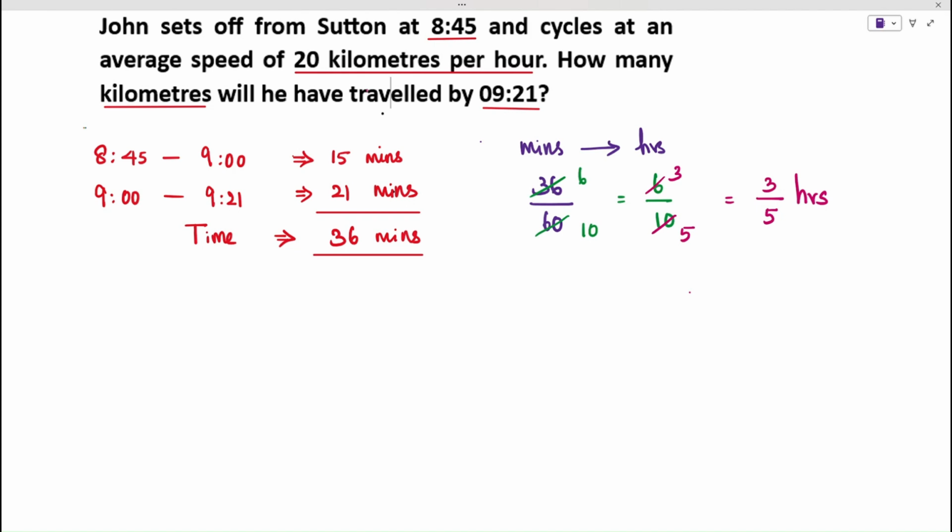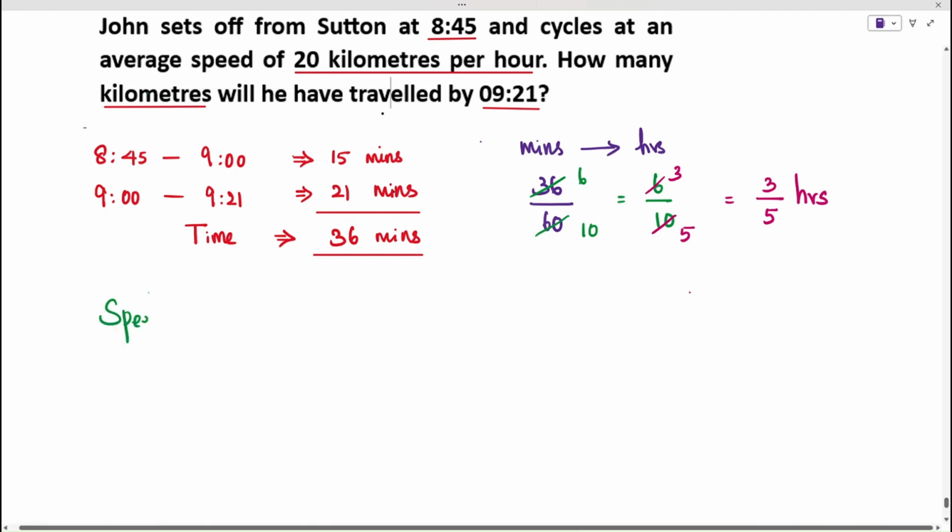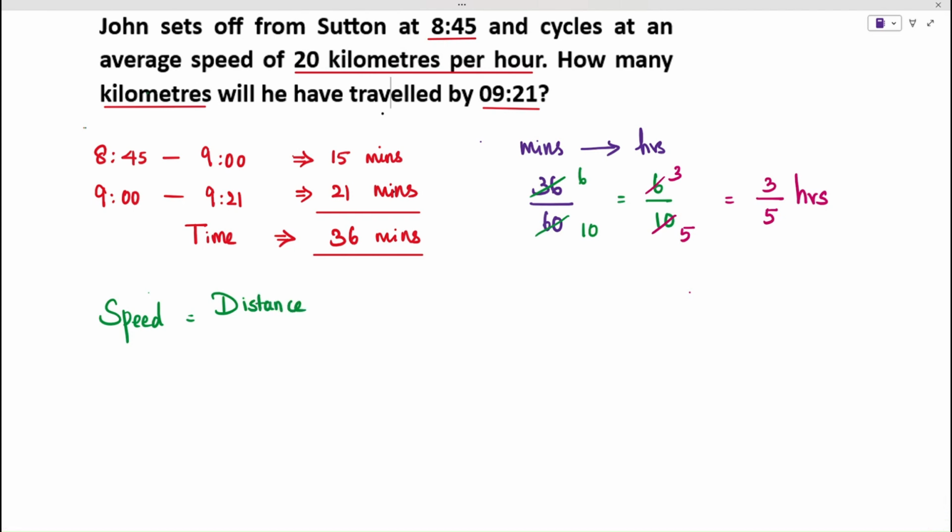Now we have our time in hours. We can now write our equation. Speed equals distance over time. So we know his speed is 20 kilometers per hour. We know the time is 3 over 5 hours. And so we can substitute that into our equation. And so what we have to find now is the distance.